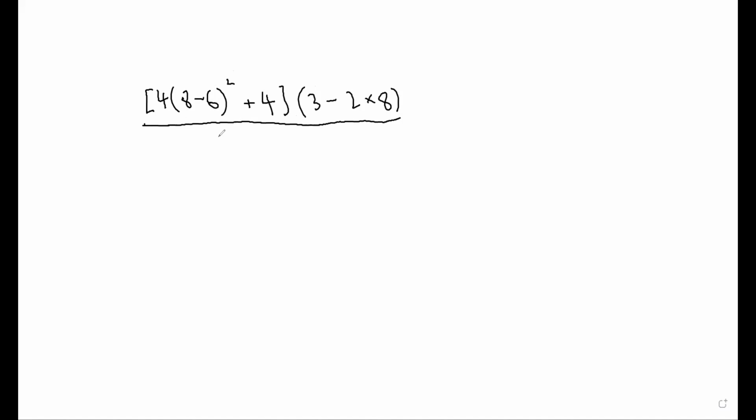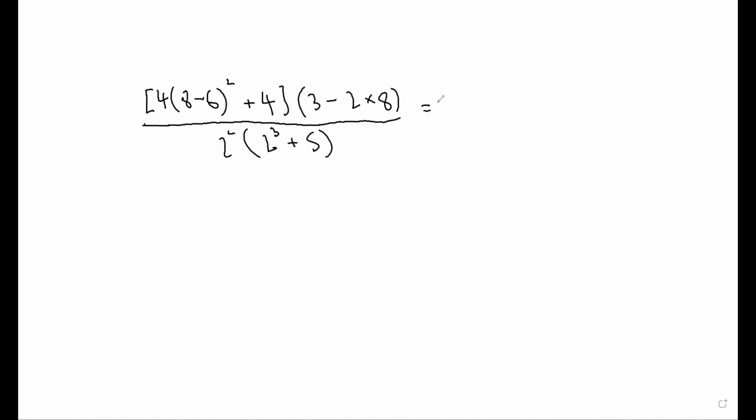So this one is even more complicated. Let's see, so this is square bracket 4 times round bracket. And in there you got 8 minus 6, and then raised to the whole bracket is a 2. And then you have a plus 4, and then you end your square bracket, and then you have even more. You got round bracket 3 minus 2 times 8. And then you have even more, you have stuff on the bottom. So on the bottom you have 2 to the 2 times 2 to the 3 plus 5.